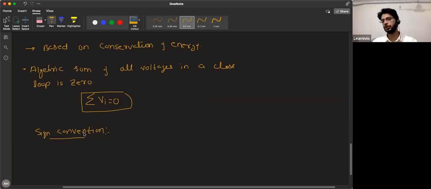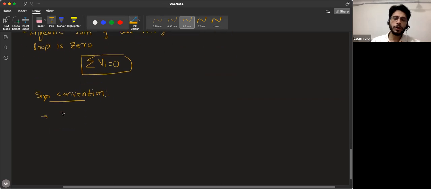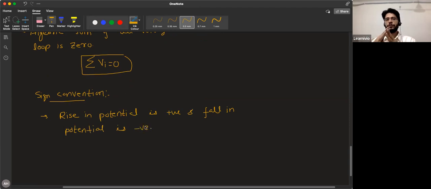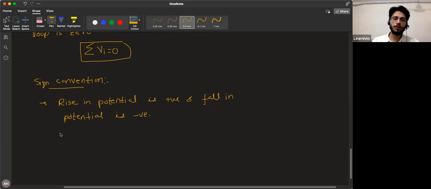See, what is sign convention? Here we'll use a sign convention which says rise in potential is positive, and fall in potential is negative. Rise is positive and fall is negative. This is the convention that we are using. Now see how we'll use this convention.